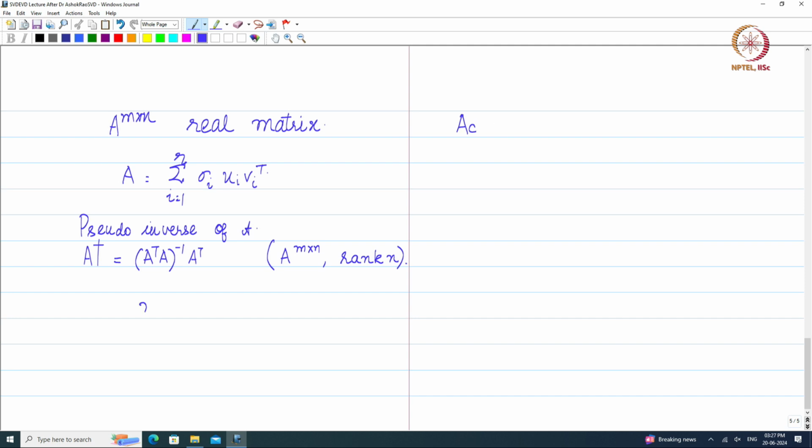Because we had X dagger, which is the optimal solution, given by A transpose A, the whole inverse, A transpose B, when B was not in the column space of A. So now we want to find out what the pseudo inverse actually does to B. And in fact we also want to look at the effect of this matrix A on a particular vector X. Let's look at that. So how do we interpret the action of A?